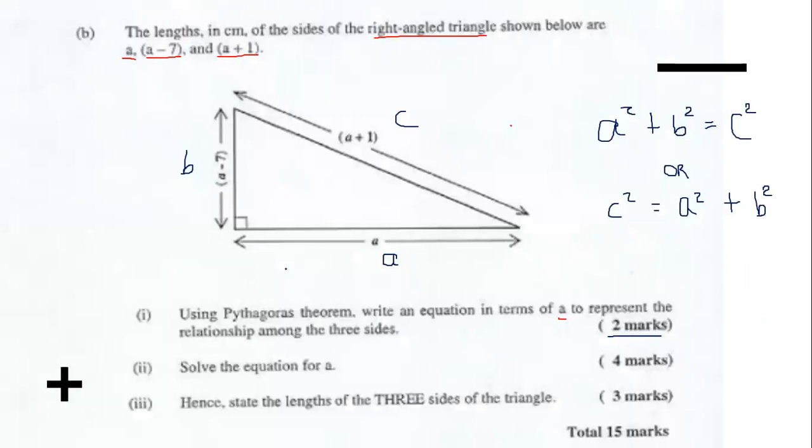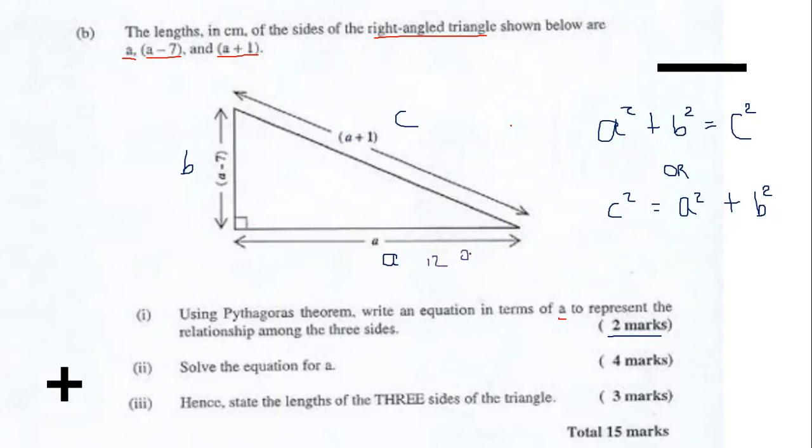All right, the next part of the question asked us to now state the lengths of the 3 sides of the triangle. So how are we going to determine the lengths? By using these values here. Remember I said a was equal to a. So this side, the base of the triangle, is either equal to 12 or 4.